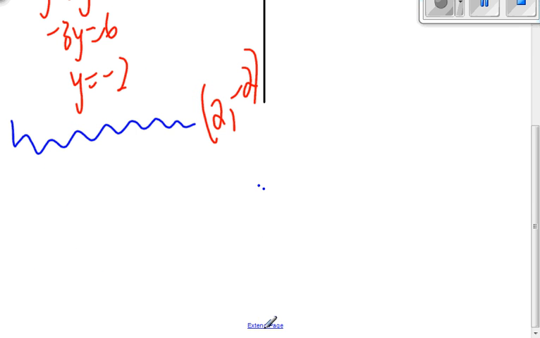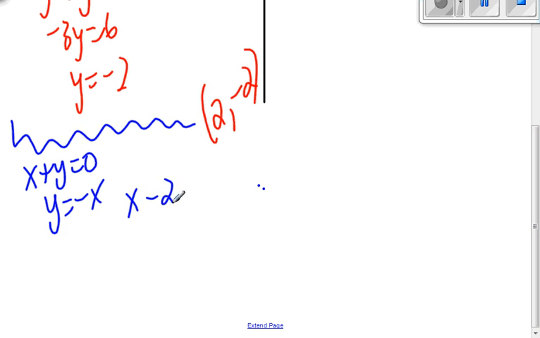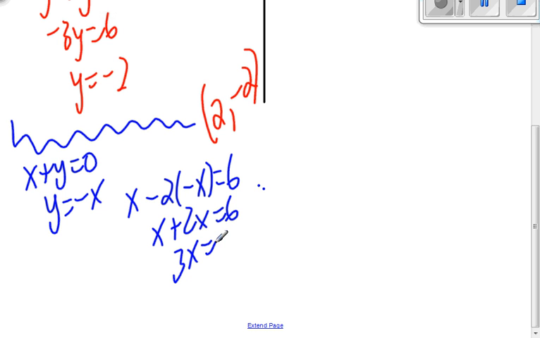So I said it was x plus y equals 0. We can rearrange that so it's y equals negative x. So then it was x minus 2 times negative x equals 6. So that's x plus 2x equals 6. 3x equals 6, x equals 2. Okay, there we go.